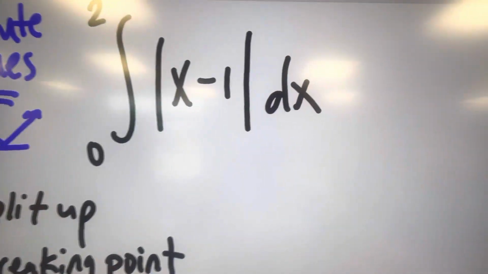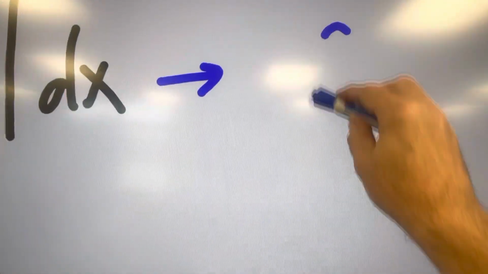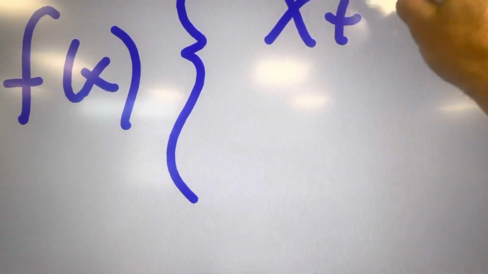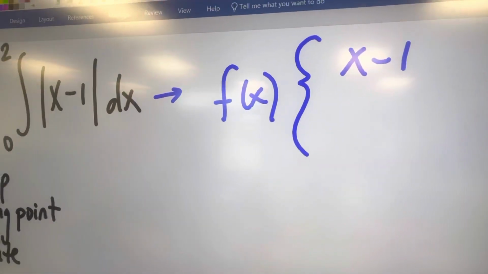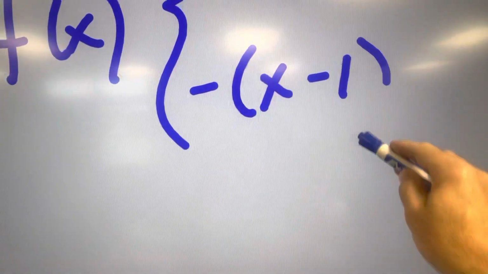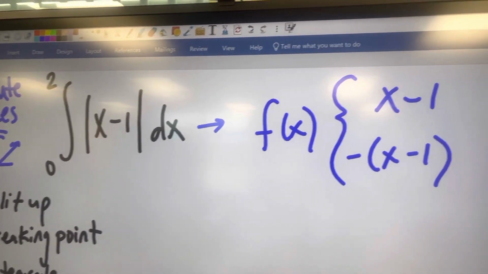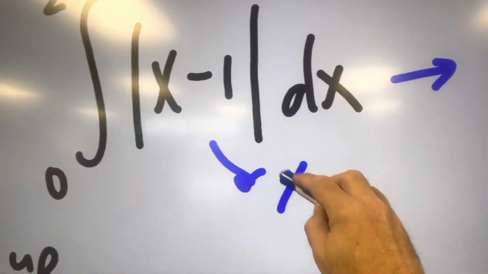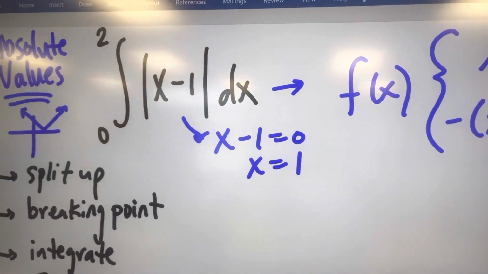So we're going to split this up and do two equations. This is called a piecewise equation. One is going to be just x minus 1, and then the other one has to be the negative of it, negative x minus 1. So now we have this piecewise function that we have to integrate. But let's find out what the breaking point is. If I let this equal 0, then x equals 1. So that's the breaking point right here.